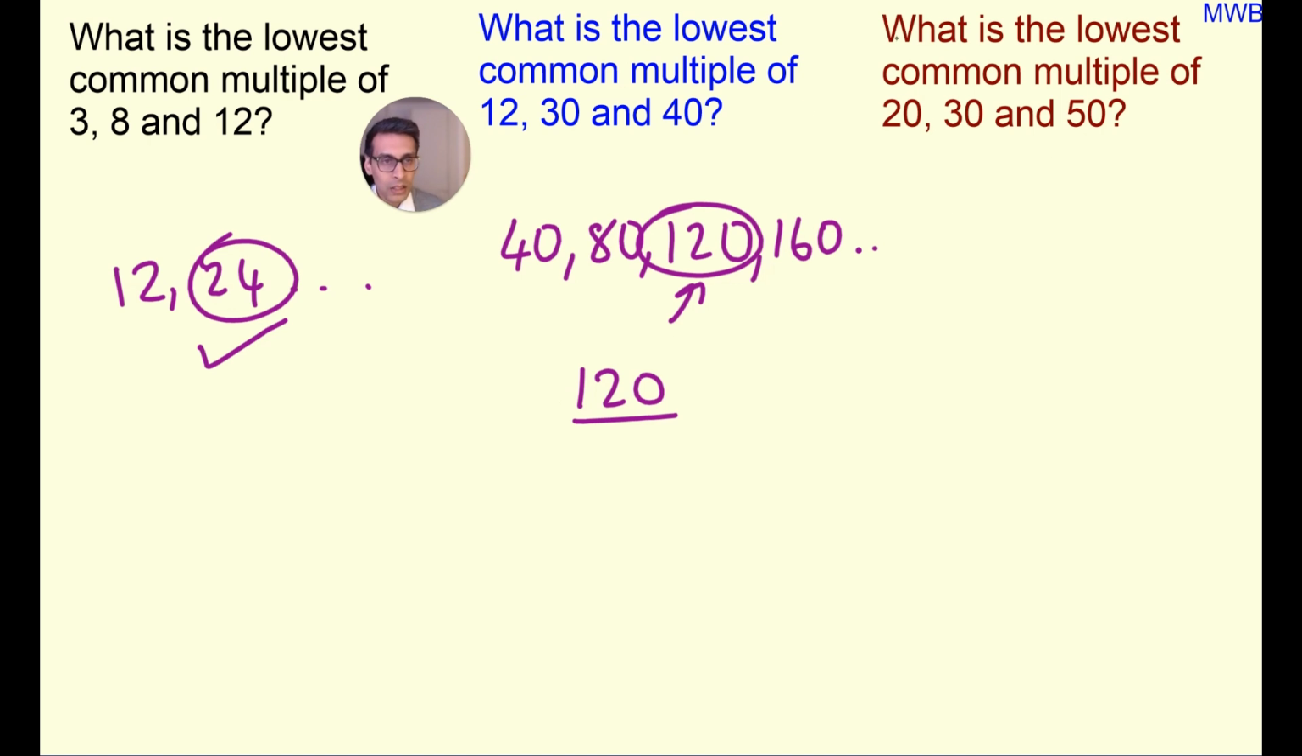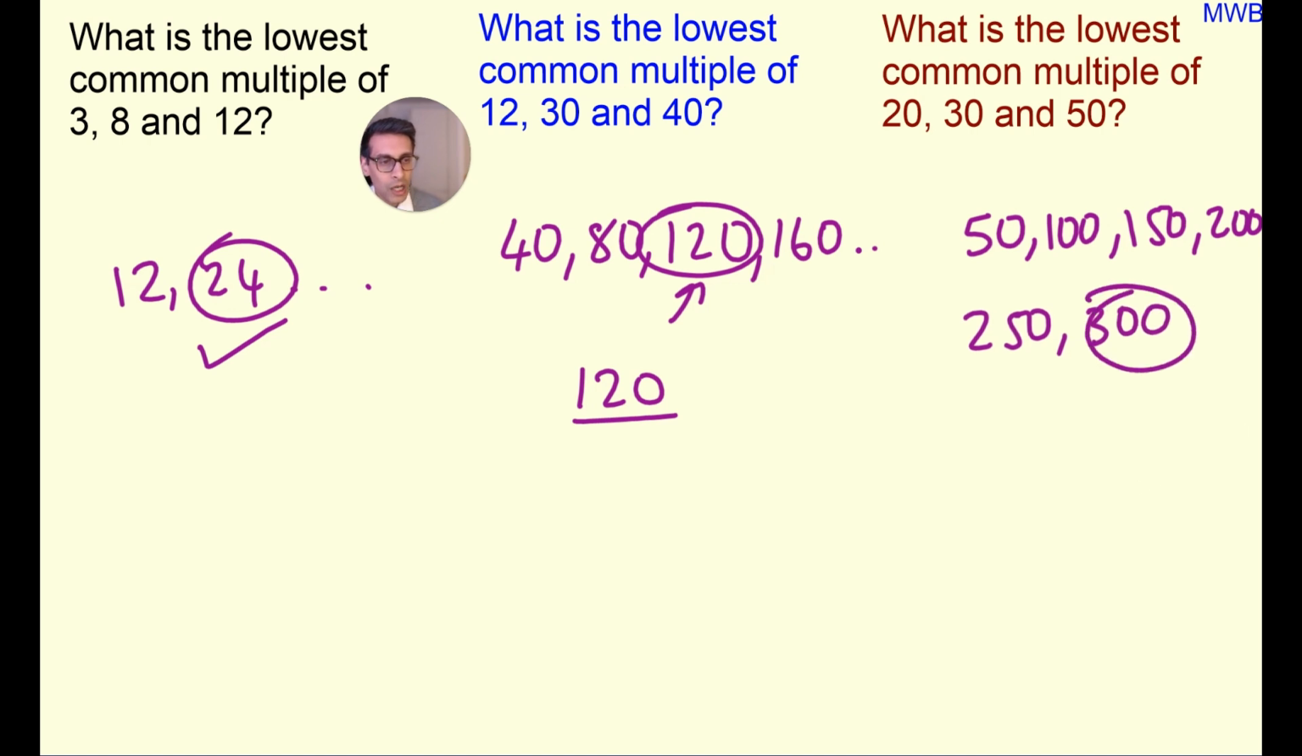Okay, the last one here, 20, 30, and 50. Well, if you list the 50 times table: 50, 100, 150, 200, 250, 300. I think we have our winner, because we can see 20 doesn't go into this, 30 doesn't go into this, 20 doesn't go into that, 30 doesn't go into that, but 20 and 30 both go into 300. So 300 is our LCM.